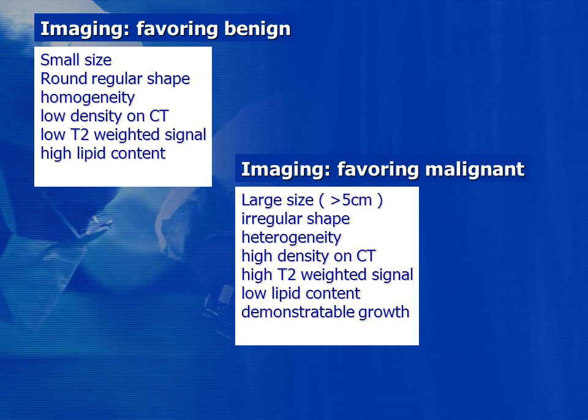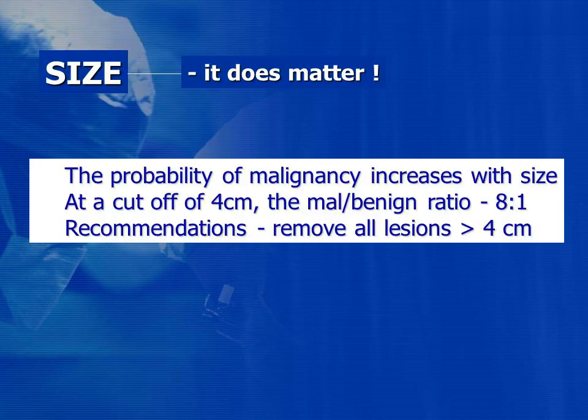Imaging favoring malignant: large size, greater than 5 cm, irregular shape, heterogeneity, high density on CT, high T2-weighted signal, low lipid content, demonstrable growth. Size does matter. The probability of malignancy increases with size.